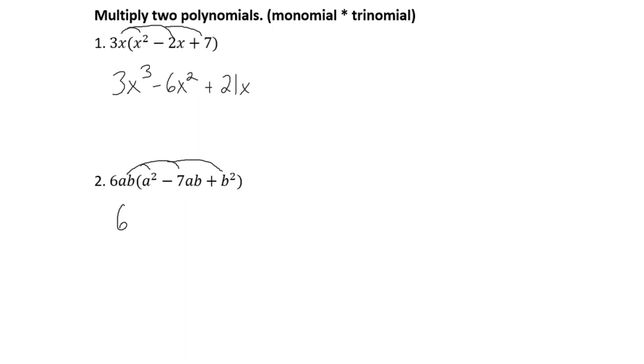So that's 6a to the third b, minus 6 times 7 is 42. ab and ab makes it a squared b squared. Bring down your sign, and 6ab times b squared is 6a, and b squared gives you b to the third. So that's how we multiply a monomial and trinomial.